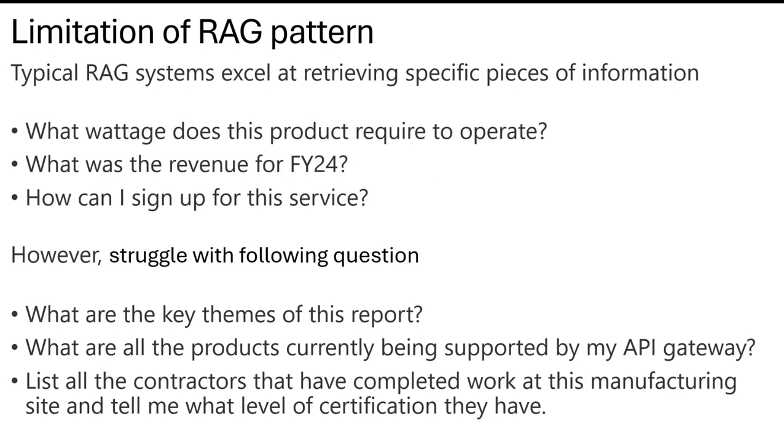Again, this is a limitation of the RAG pattern. We talked about this in an earlier slide. This is a sample question showing how it can work really well for a specific question. For example, if you ask what wattage this product requires, like we take an example of PlayStation 5, how much graphics or memory does this PlayStation have? It will give you precise information immediately. But if you ask a question like what are the themes of this report, let's say you send a data set in a RAG pattern and you ask what is the theme of this data.